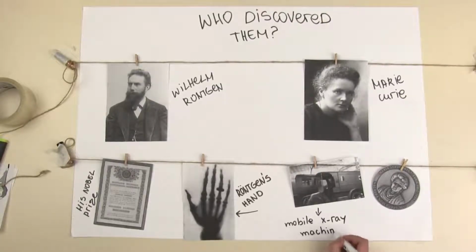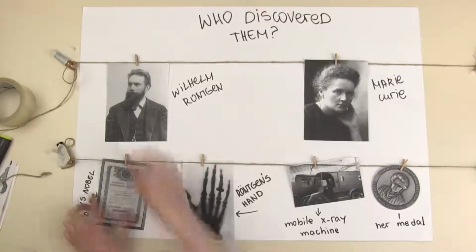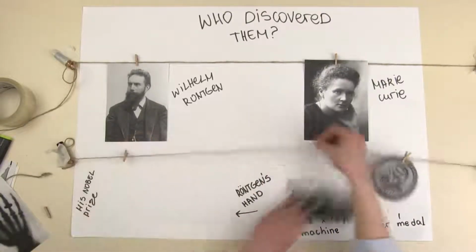She is the first person to use X-rays in medicine. Together with her daughter, Irène Curie, during the First World War, she invented a mobile X-ray machine, which helped to heal the wounded soldiers.